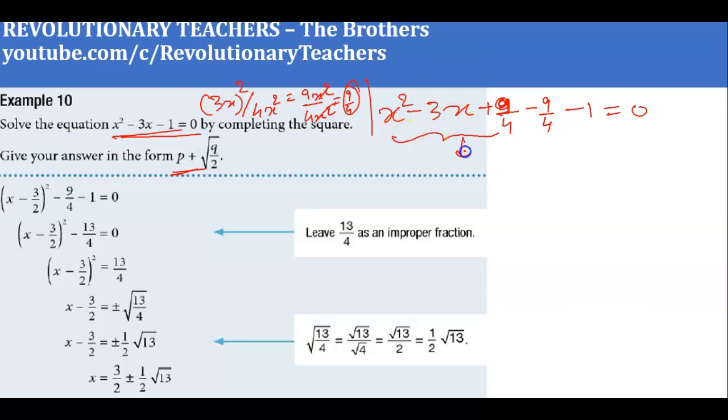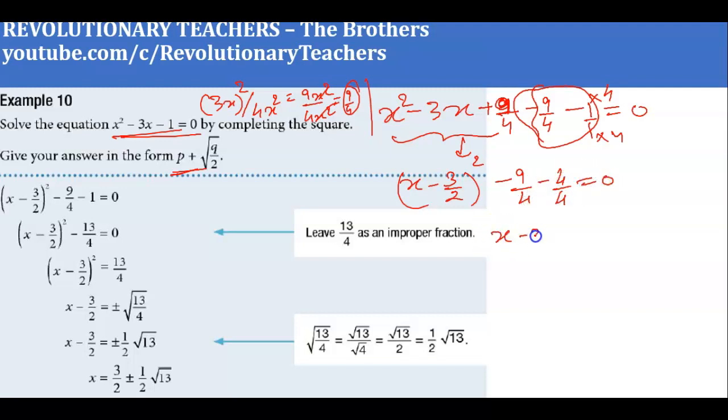Now this becomes a perfect square of x minus 3 upon 2 whole square. Now solve this separately, into 4 after taking the LCM. So you will have minus 9 upon 4 minus 4 upon 4 equals to 0. So you will have x minus 3 by 2 whole square. Now minus 9 minus 4 is minus 13 upon 4. Send it on the other side. So you will have x minus 3 by 2 whole square equals to 13 upon 4.